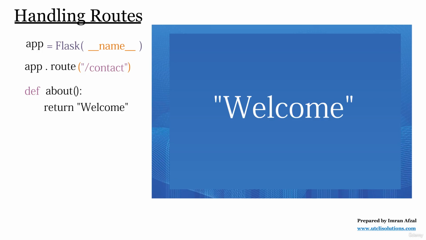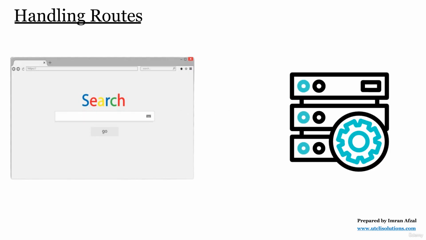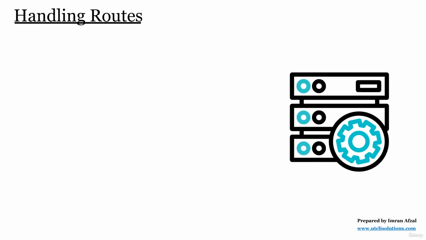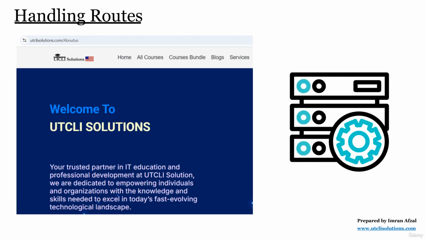Now let's talk about what happens behind the scenes. When the user opens a browser and types your website link, the browser sends a request to your server. Flask receives this request, checks all the routes you defined using the route function, and looks for a match. If it finds a matching route, it runs the corresponding function. This function does the work. Maybe it fetches data, processes a form, or reads a database, and finally sends something back. That final result is the response.